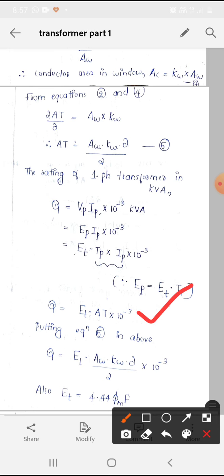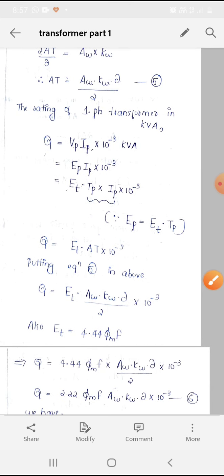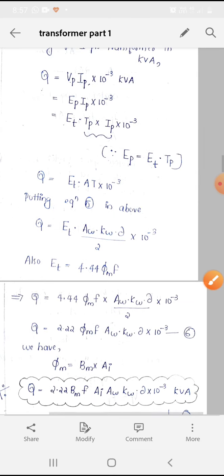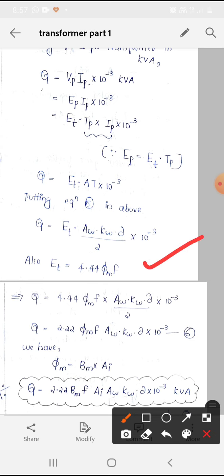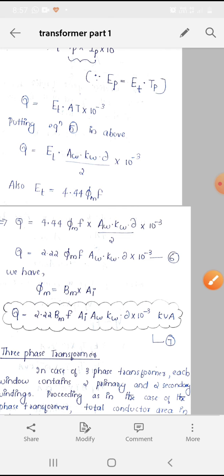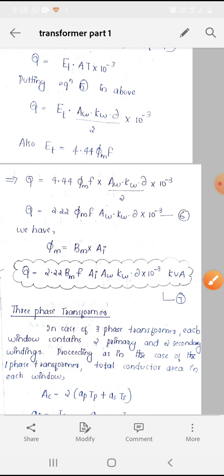Putting equation number 5, that is this equation here, we will get the equation as Q is equal to ET into AW KW delta by 2 into 10 raised to minus 3. Also, we know that the induced EMF ET is equal to 4.44 phi m F. So, we are replacing this into here. Okay, so we will get the equation of Q is equal to 4.44 phi m F into AW KW delta by 2 into 10 raised to minus 3. So, dividing this, we will get Q is equal to 2.22 phi m F AW KW delta into 10 raised to minus 3.